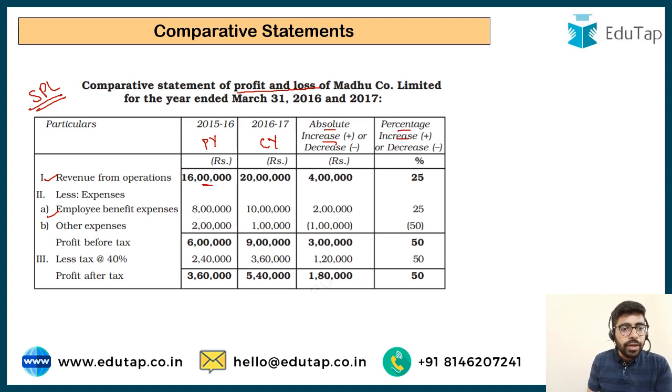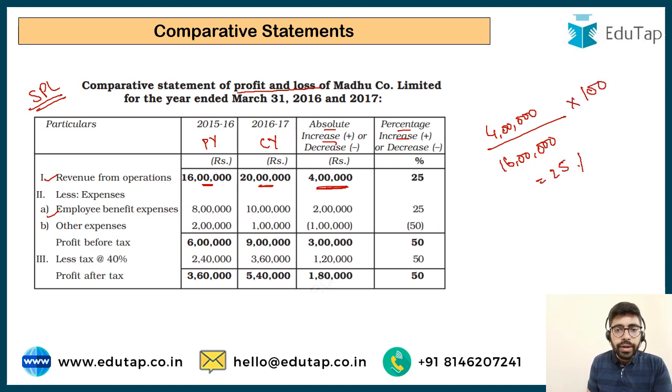For example, revenue was 16 lakh in 2015-16 and in 16-17 it has increased to 20 lakh. So absolute increase is 4 lakh. And if we talk about it in percentage terms, how do we find out the percentage? We find it as 4 lakh divided by 16 lakh, increase divided by the base year figure, previous year figure, into 100. So this is going to come out to 25%. Similarly, for all the other items we can do the comparison.